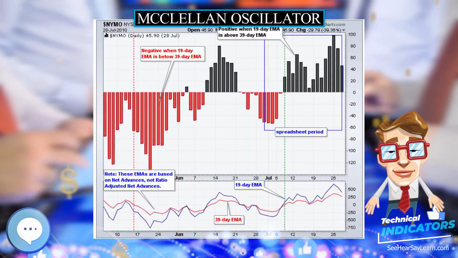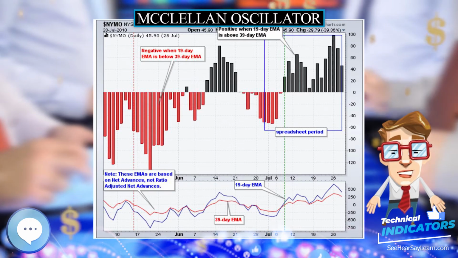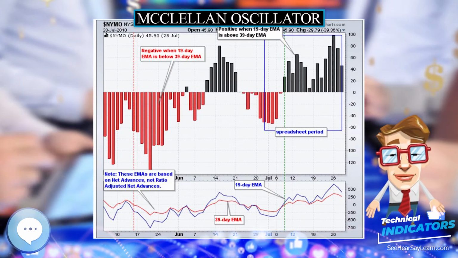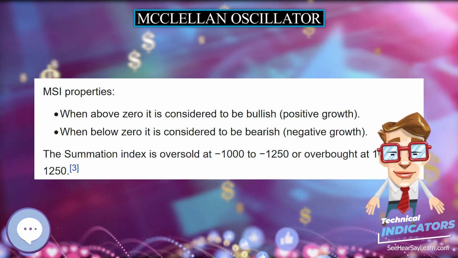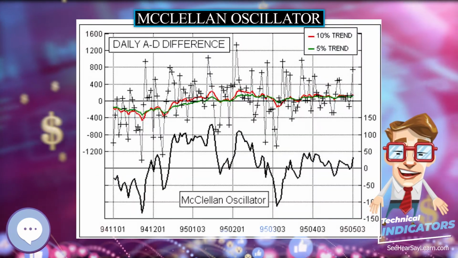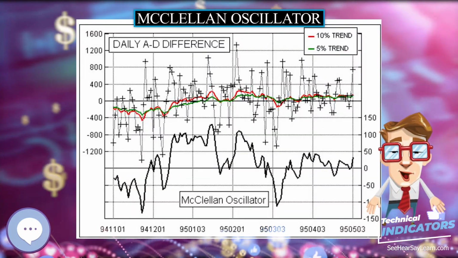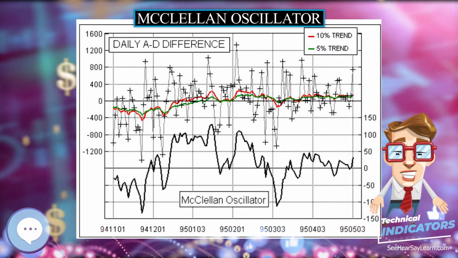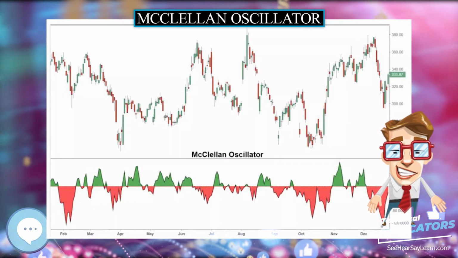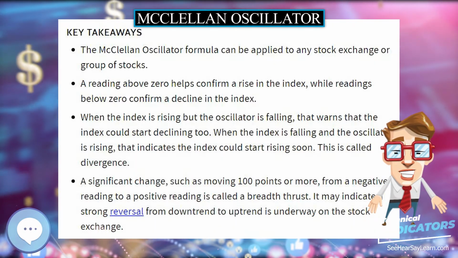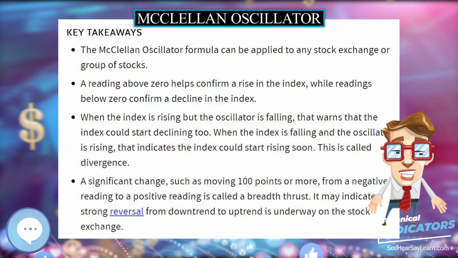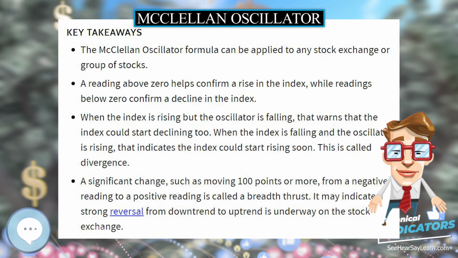How it works. The simplified formula for determining the oscillator is: where advances is the number of the NYSE listed stocks which are traded above their previous day close, and declines is the number of the NYSE listed stocks traded below their previous day close. Therefore, crossovers of the McClellan Oscillator and the zero center line around which it oscillates would have the following meaning.